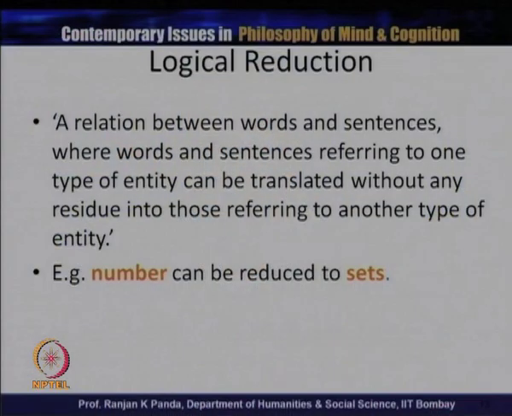Further, he talks about logical reductionism. While speaking about logical reductionism, he says that it is a relation between words and sentences, where words and sentences referring to one type of entity can be translated without any residue into those referring to another type of entity. Here is an example given with reference to number and set. I can use the numbers 1, 2, 3, 4. But if these 1, 2, 3, 4 figure in a set, then you have a different meaning altogether. They are no more 1, 2, 3, 4. They represent a kind of entity. They are just symbolic, representing something. So, in a set, numbers may appear, but the number will have a different meaning altogether. So, that is something very significant when you talk about logical reductionism.